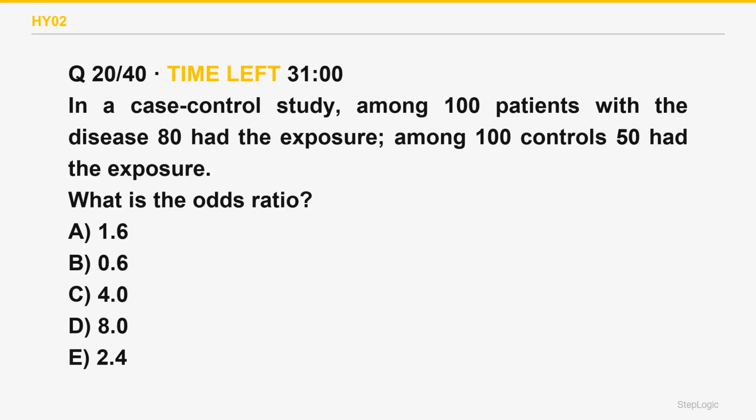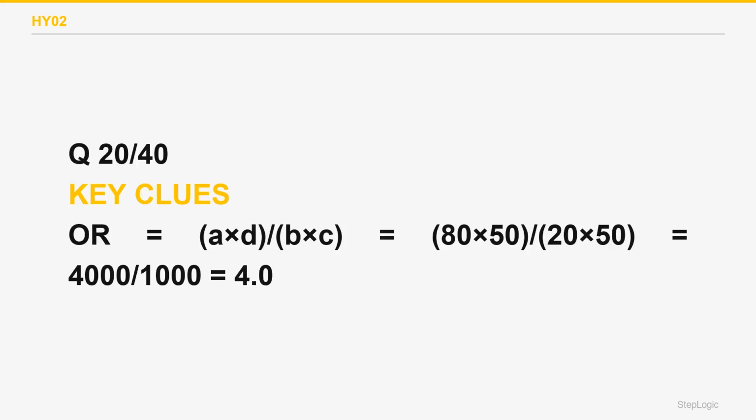What is the odds ratio? In a case control study, among 100 patients with the disease, 80 had the exposure. Among 100 controls, 50 had the exposure. Read the command: odds ratio, cross multiply the 2 by 2 table.